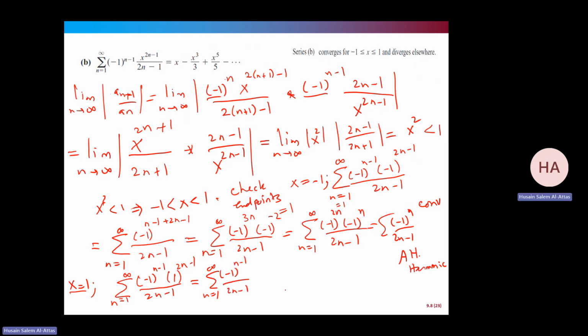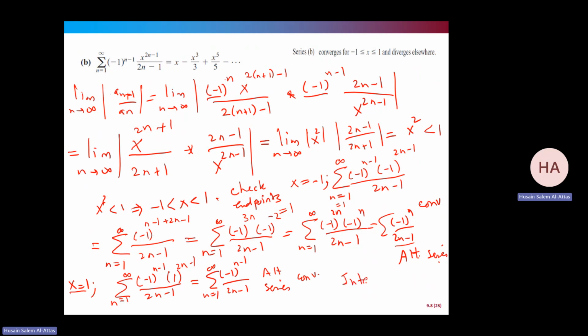which is still alternating, not harmonic, alternating series. It's not far from the harmonic, but it's an alternating series. The limit goes to 0 and it's decreasing. And the same thing here, alternating series. Very clear to check. Alternating series, so it will converge.